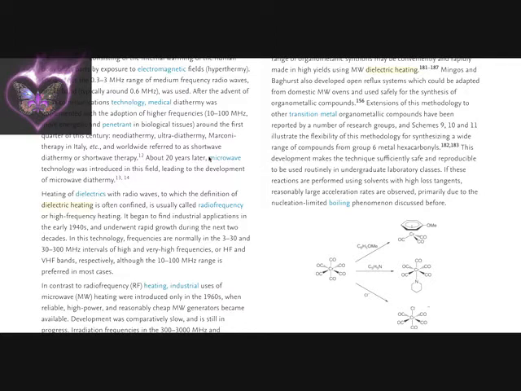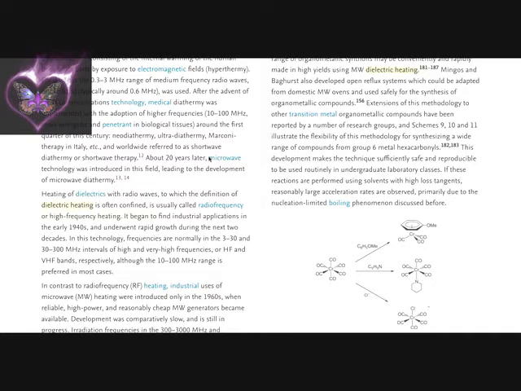In this technology, frequencies are normally in the 3 to 30 and 30 to 300 megahertz interval of high and very high frequencies, or the high frequency and very high frequency bands. So 30 megahertz is 3 gigahertz, right? So 2.45 is microwaves, so it's in the microwave range.